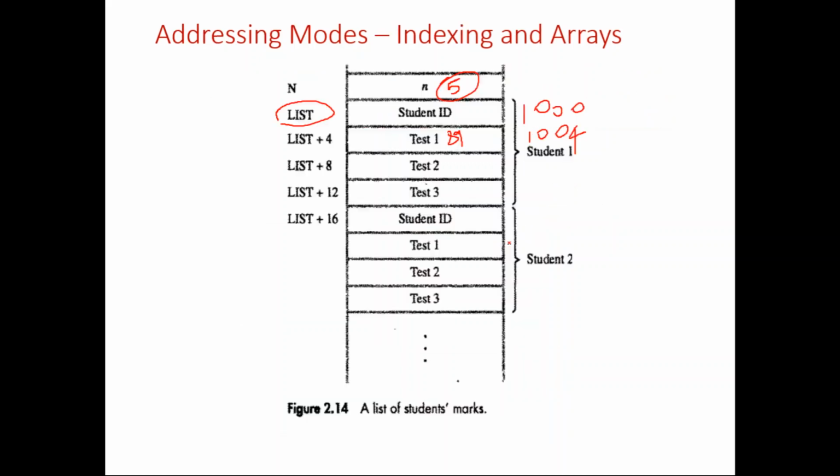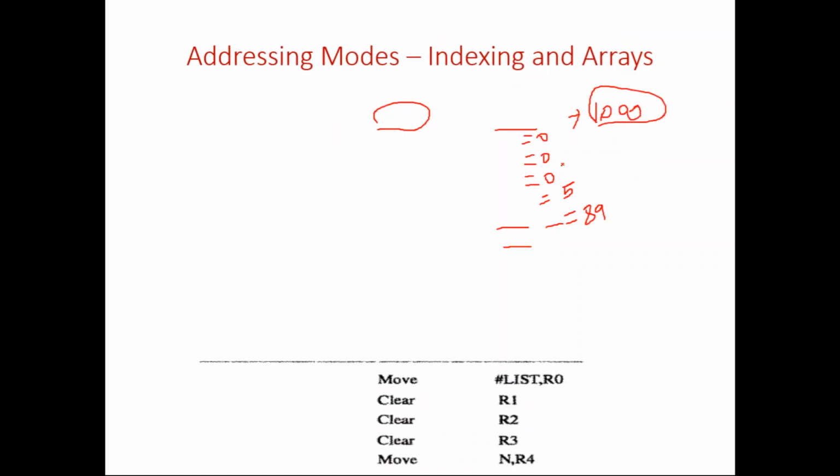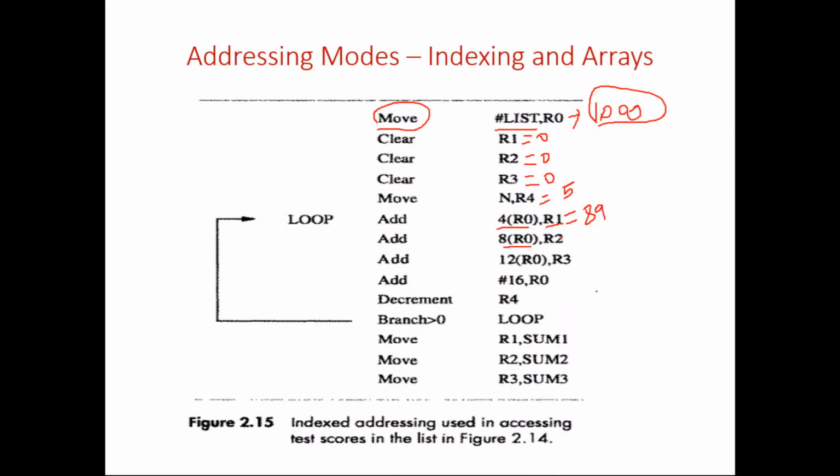What is 1008? That contains the test 2 score of that particular student, the first student, and that is moved to R2. Let us assume the test 2 score of the first student is 91. Then add 12 to R0. R0 is 1000, and 1000 plus 12 is 1012.